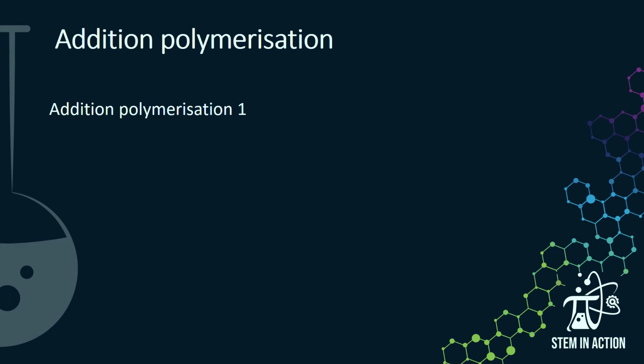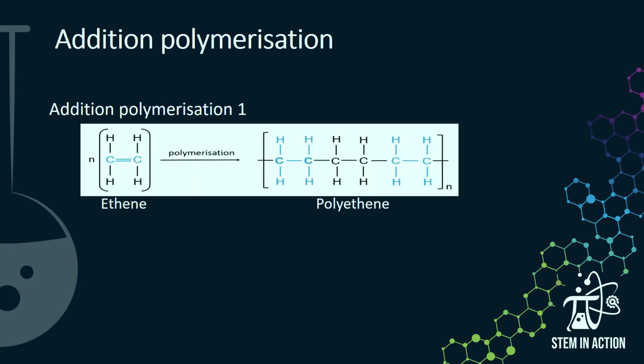So here's an example of an addition polymerization, which we already talked about, where we have an ethene molecule, and we polymerize it to get polyethene. And again, like I said, be able to identify the repeat unit, which is this part, and that part.